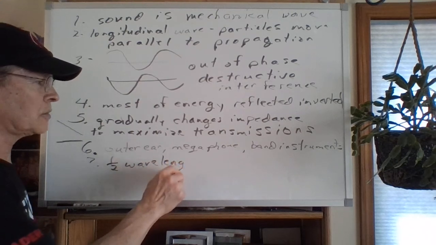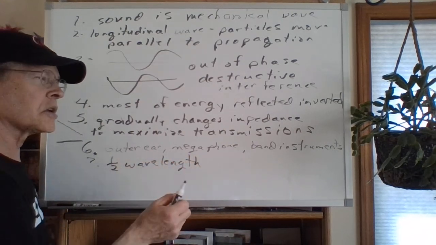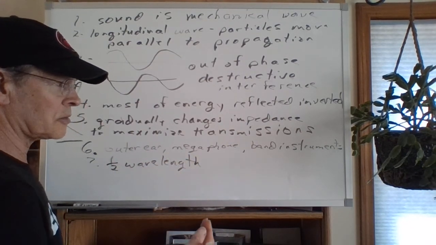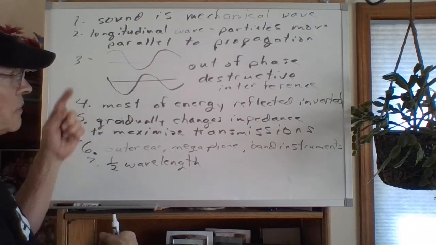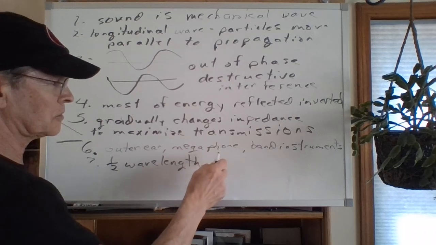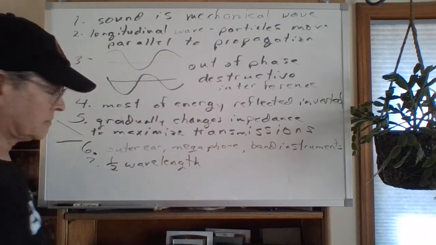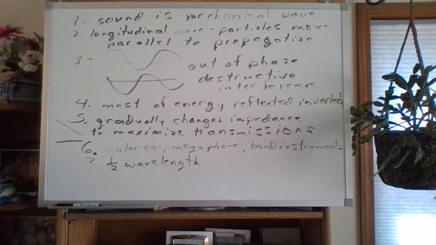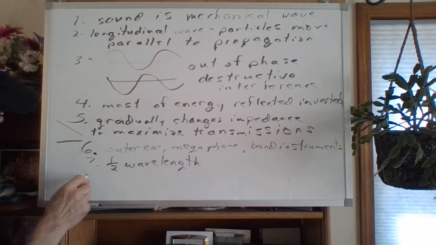Because halfway through the wavelength would be a compression instead of a rarefaction. Or if it was another kind of wave like on a string, it would be crests instead of troughs. Yeah. Half wavelength. Helmholtz, number 8.